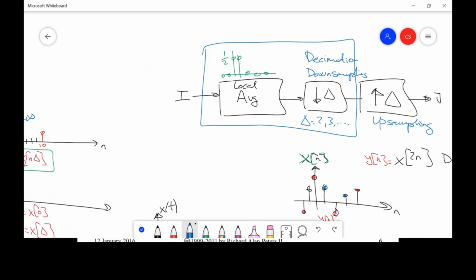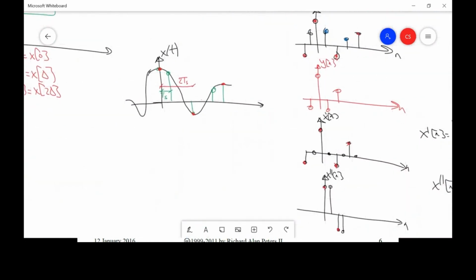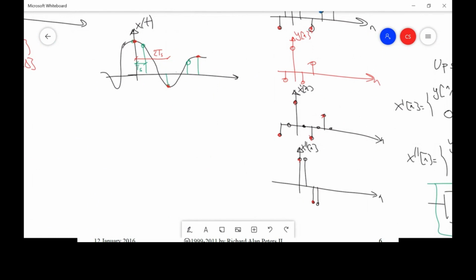Okay, so now at this point, the image is smaller. It is delta times smaller in each direction. And now I have to do the upsampling. And I will do this kind of upsampling, where we are repeating the samples.